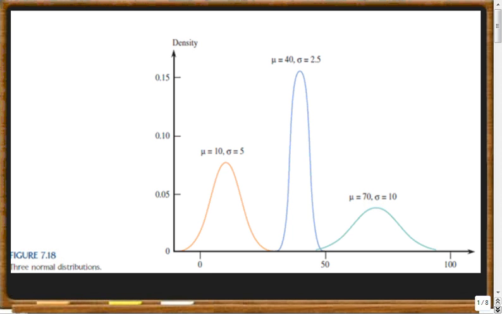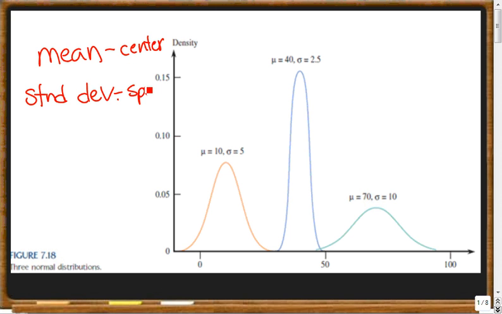Okay, so we're going to talk about the concepts behind the normal distribution. The two things that differ between different normal distributions are going to be your mean and your standard deviation. So basically, this is your center and this is your spread. That's the only difference between any of the normal distributions.